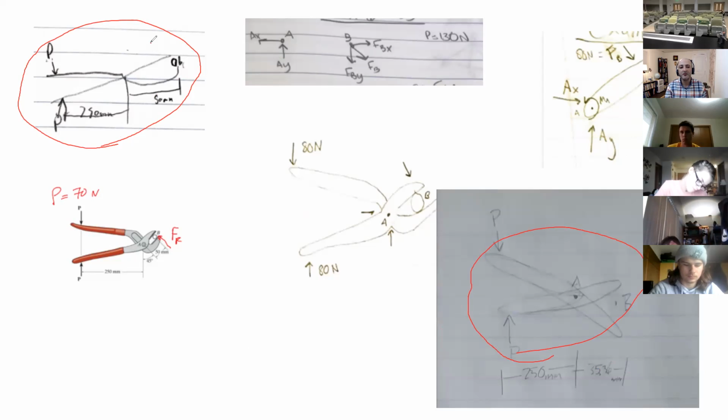So this is not a free body diagram. Redrawing the figure doesn't mean free body diagram, okay? Here's another issue. What is the problem with this one?